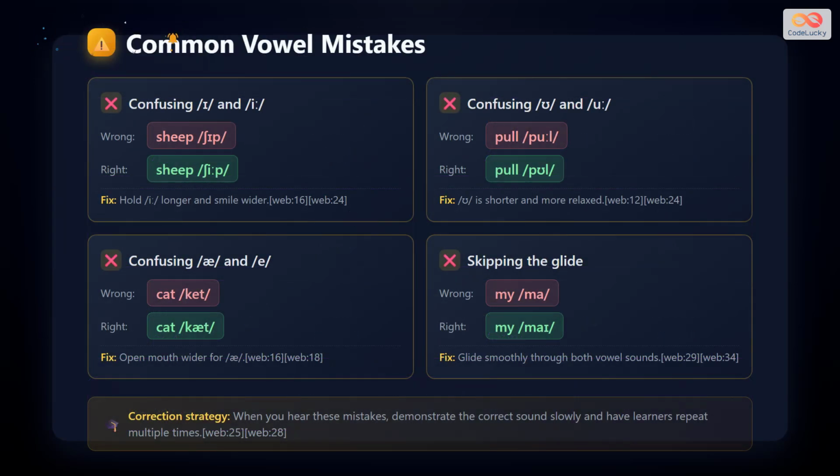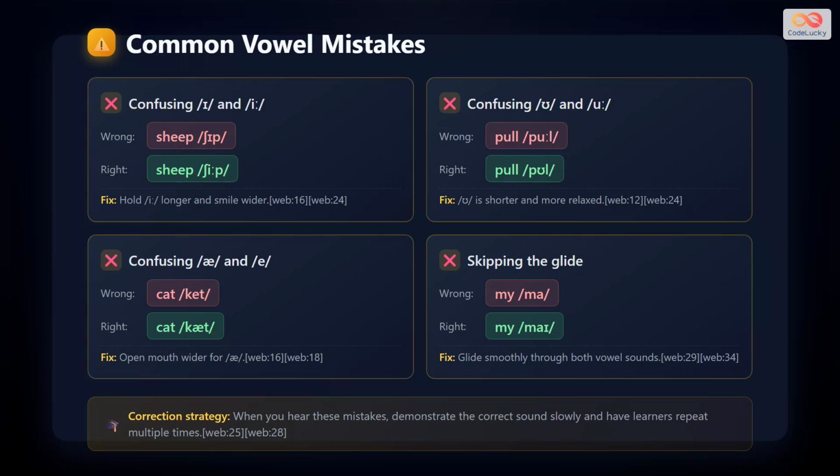Many learners confuse certain vowel sounds because they're very similar. The first common mistake is confusing the short I sound with the long E sound. For example, saying sheep like ship. Remember, hold the long E sound longer and smile wider when you make it. The second mistake is confusing the short U with the long U, for example, saying pull like pool. Remember, the short version is more relaxed and shorter.